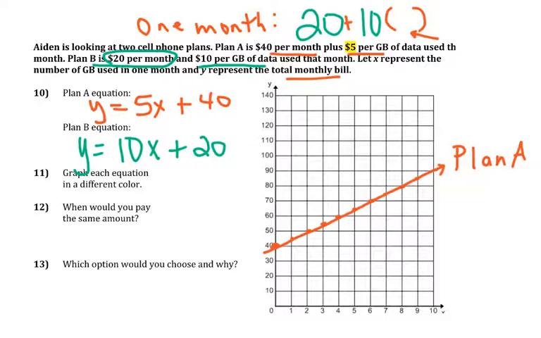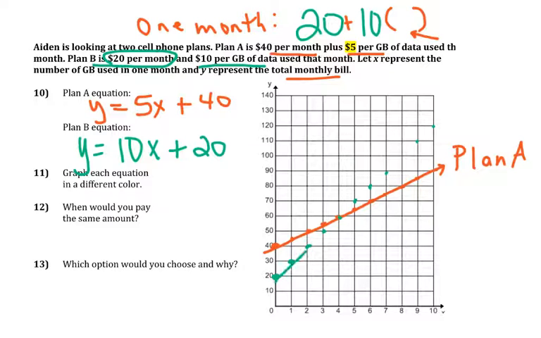So let's graph that equation. We're going to start at 20. And if you use 1 gigabyte, you're going to go up $10. Another gigabyte, $10. Another one, $10. Another one, $10. And so it's going to go up like this.